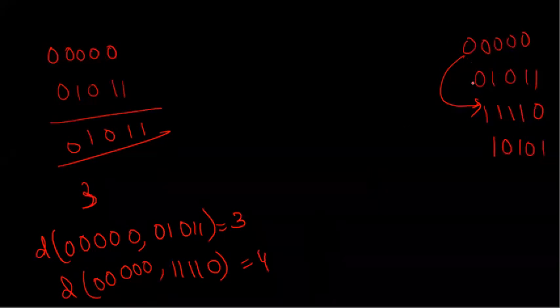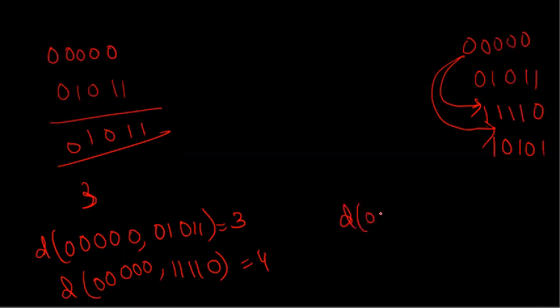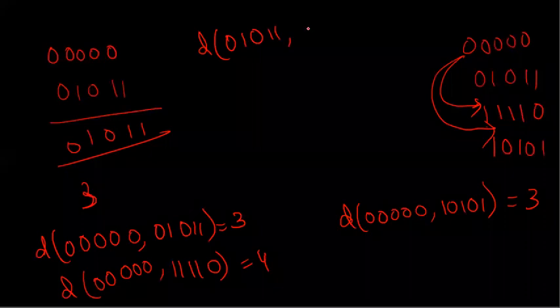Then for this one, the first and the last one, d of 0000, 01. We will again have 3. Okay. Then for the next one, that is the first and the second, second and the third, and then we are finding second and fourth. So let me write it over here, d of 01011 and 110.